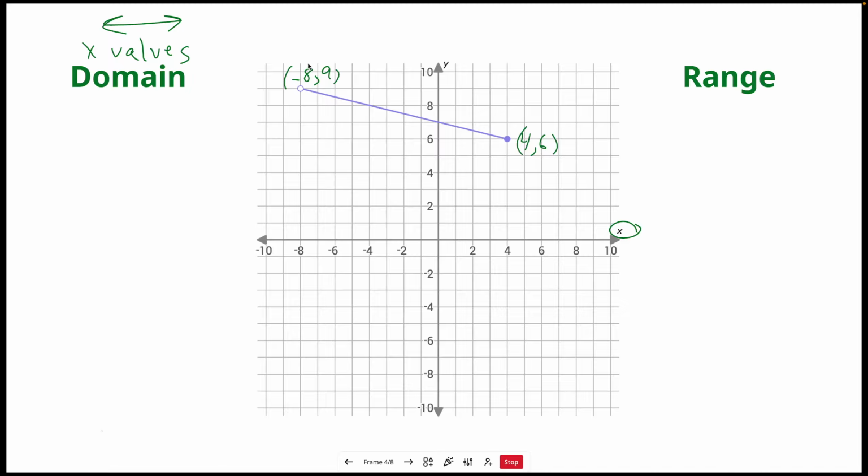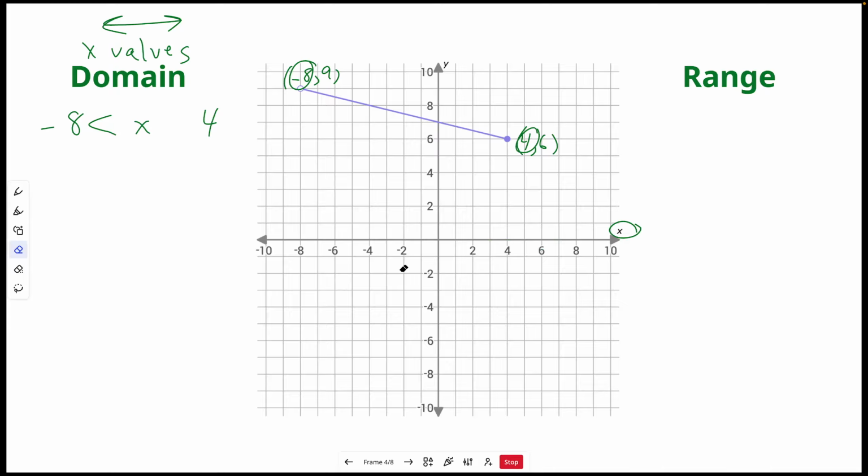And now let's look at the x values only, because we're talking about the domain. So that's -8 and 4. We're going to put our x in the middle. And now let's start from the -8. When you look at this -8, does the graph go to the left or to the right? Well, it goes to the right. And so when you go to the right on the x-axis, these numbers get bigger and bigger. And so the way we say this is x has to be greater than -8, because the numbers are getting bigger in that direction.